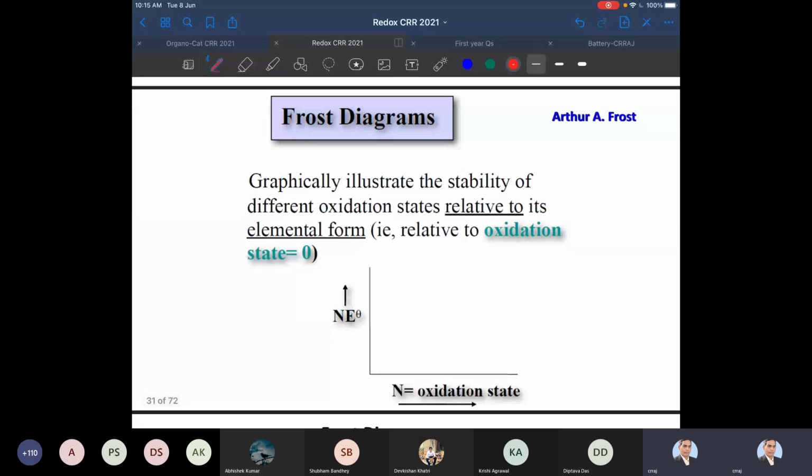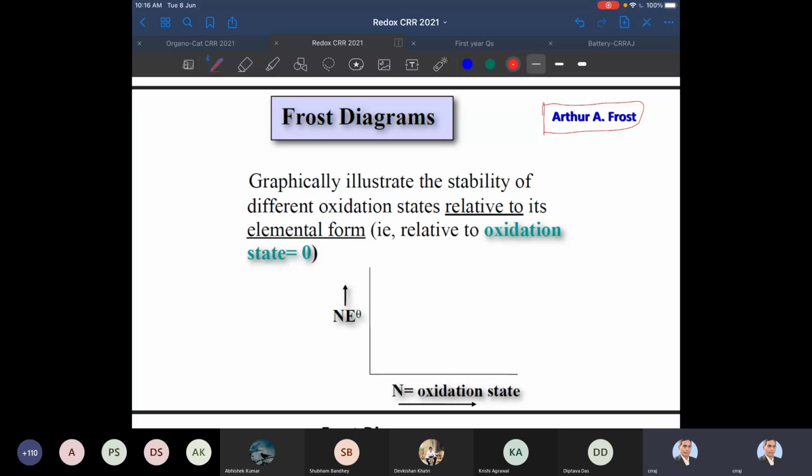Right. Now what we have here is the Frost diagram. This is another diagrammatic representation of the potential data or redox data. As I mentioned in the previous class, Arthur A. Frost is the one who made this plot, again to make life easy. Instead of going redox table after table, simply take one species, plot all the possible oxidation states, and derive the chemistry from a single plot.